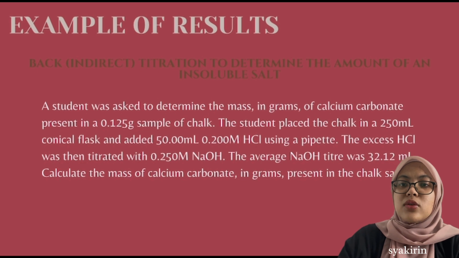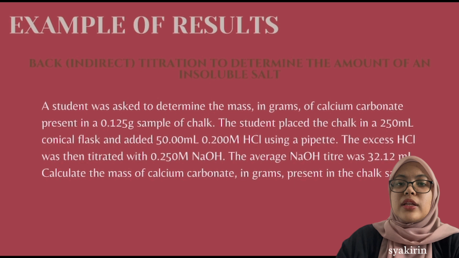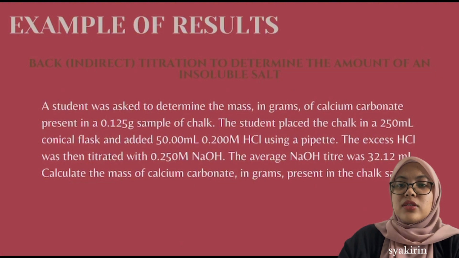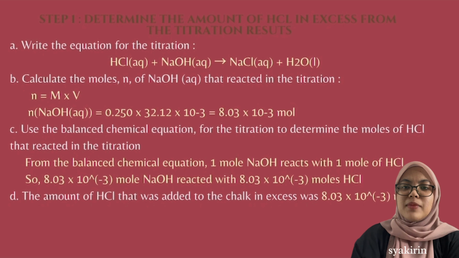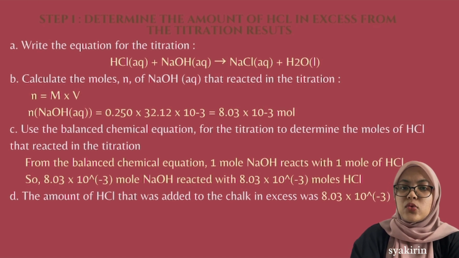The excess HCl was titrated with 0.250 M NaOH. The average NaOH titre was 32.12 ml. Calculate the mass of calcium carbonate in grams present in the chalk sample. To determine the mass of calcium carbonate, there are two steps that we need to do. For the first step, we need to determine the amount of the HCl in excess from the titration result.